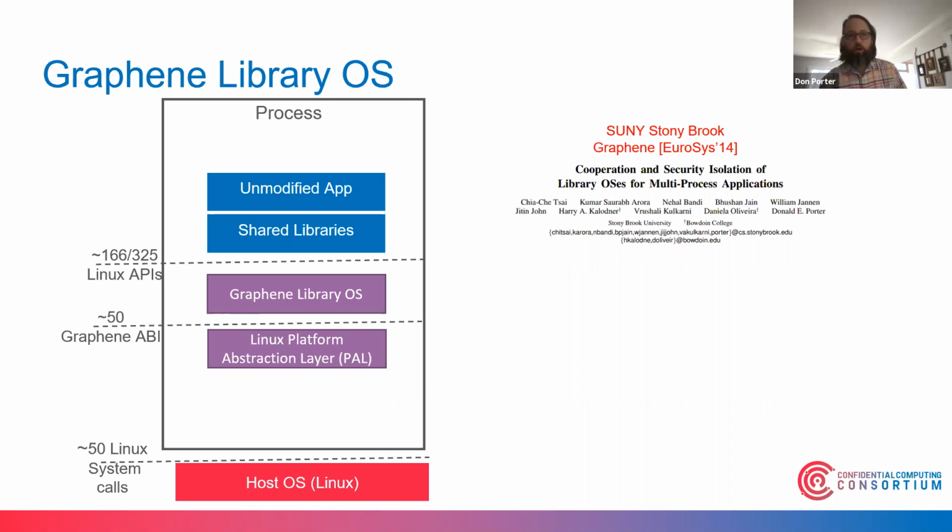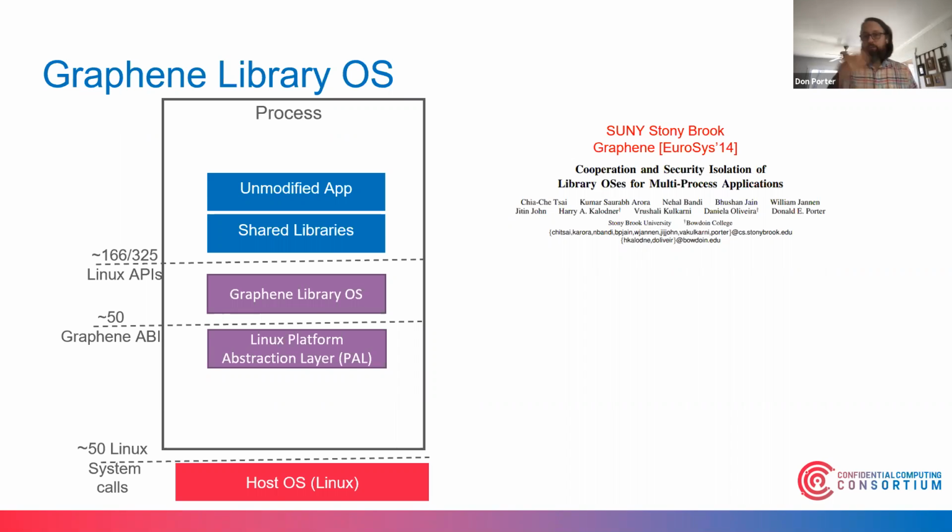So in the picture now, we can show a process address space. This could also be a VM or any other address space. And at the top of the picture, you see unmodified applications as well as supporting libraries that don't need to be recompiled, just binary as is, that run, ultimately programmed against the 325 some odd Linux APIs.